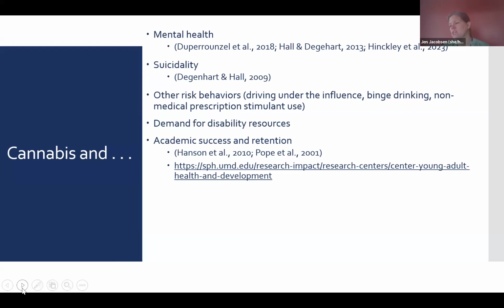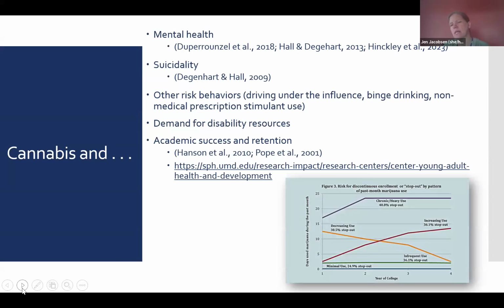Academic success and retention. All of our campuses care about this. I would really recommend pointing you to the fantastic research of Amelia Arria, who's over at University of Maryland's Center for Young Adult Health and Development. My favorite slide of hers, and man, it's 10 years old now. I love showing it to parents. I love showing it to colleagues on campus.